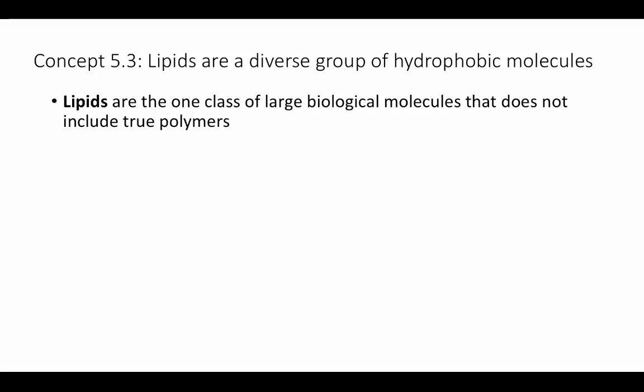So now let's change gears a little bit and think about lipids. So the main concept here is that lipids are a diverse group of hydrophobic molecules. Lipids are the one class of large biological molecules that does not include true polymers. They can be very large, composed of different subunits, but they're not repeating subunits the way polymers are repeating subunits of monomers.